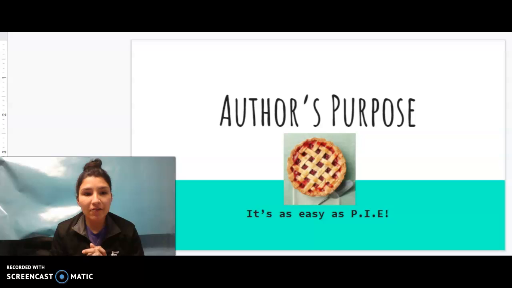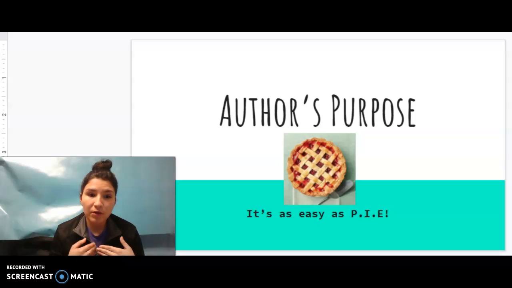Inform is whenever the author is trying to teach you something new, right? Teach you something new or give you more information, real information, facts, okay? It's not made up, it's true. We've been using the example of the book The Moon. The author wrote that book to give the reader more information about the moon.